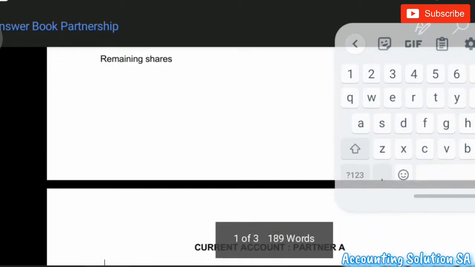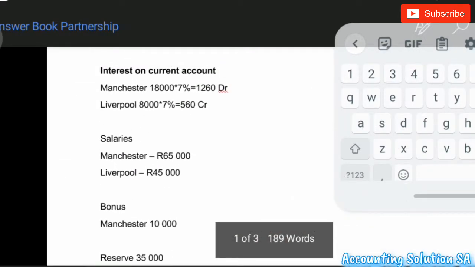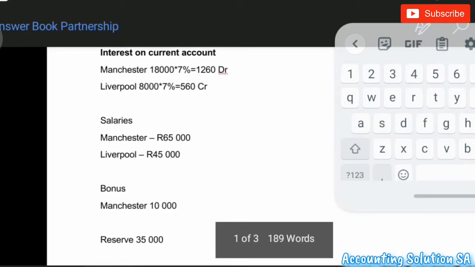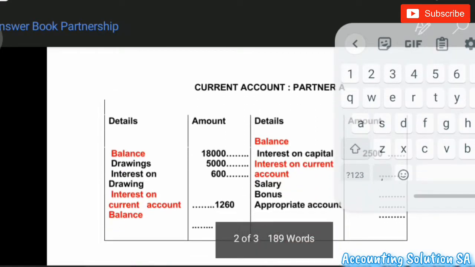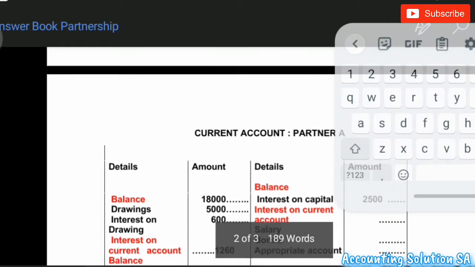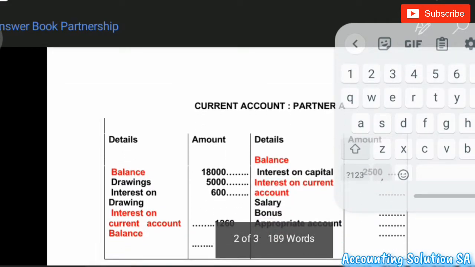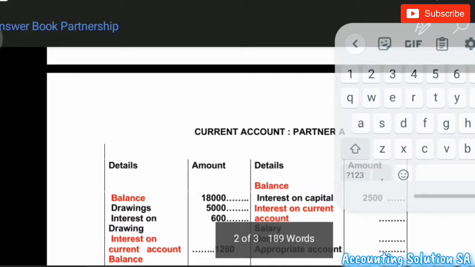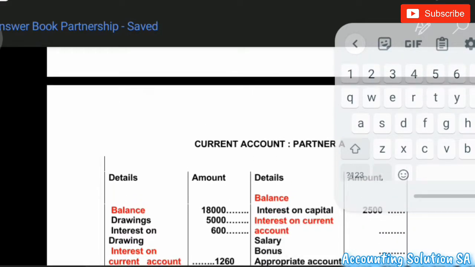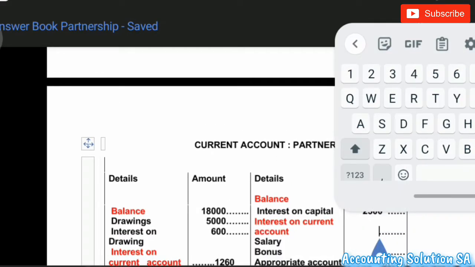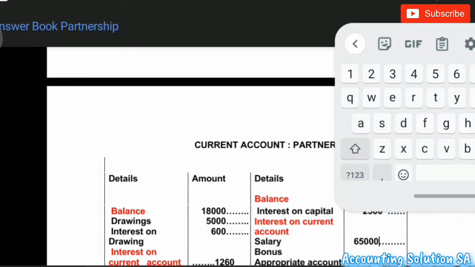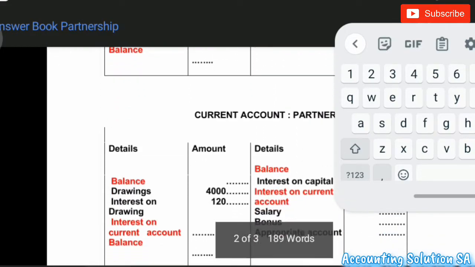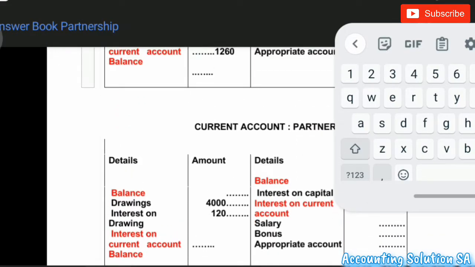Okay, then the other thing we have to record is salary and bonus. Okay, let's take their salary. Manchester is 65,000, Liverpool is 45,000. Okay, we're going to start with Manchester. It's 65,000 this side, 65,000, and this side is 45,000.